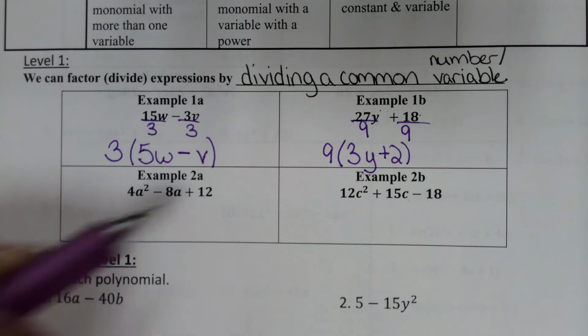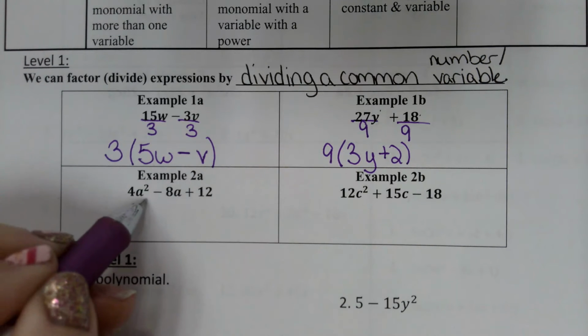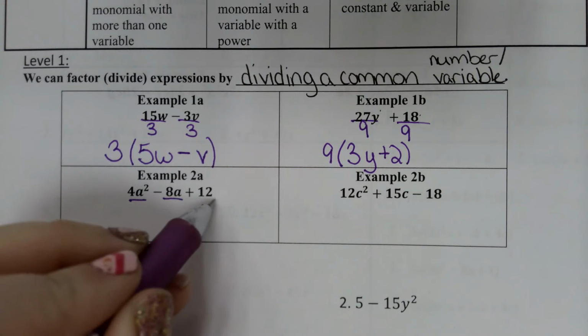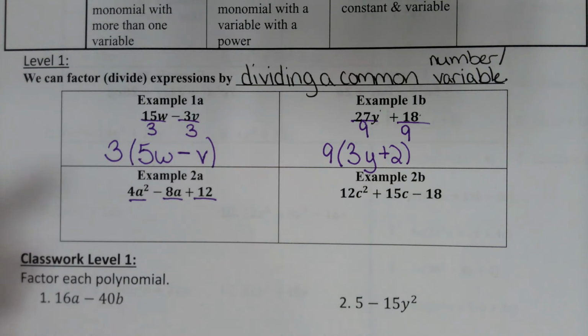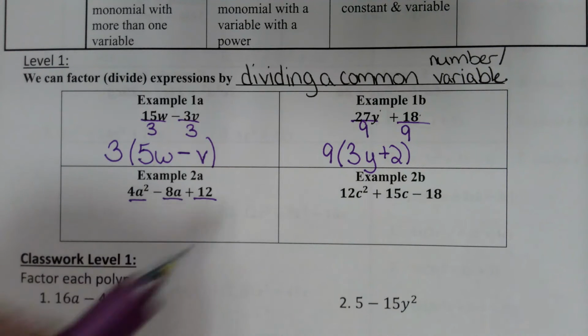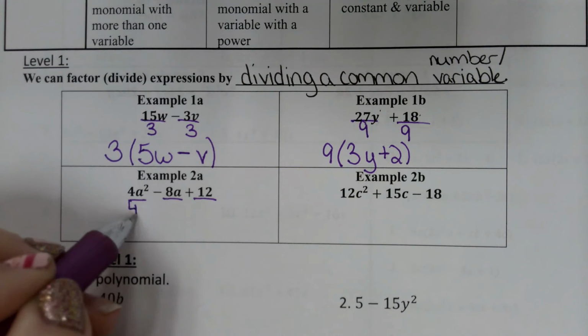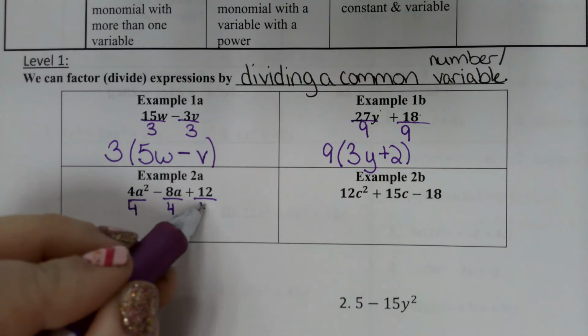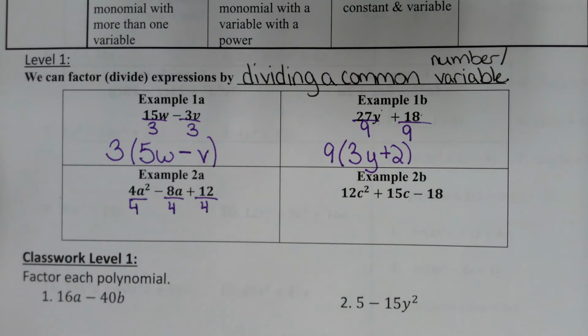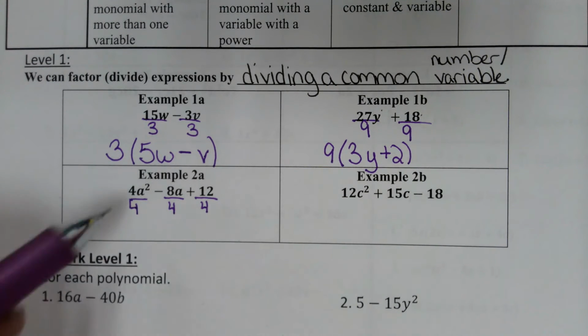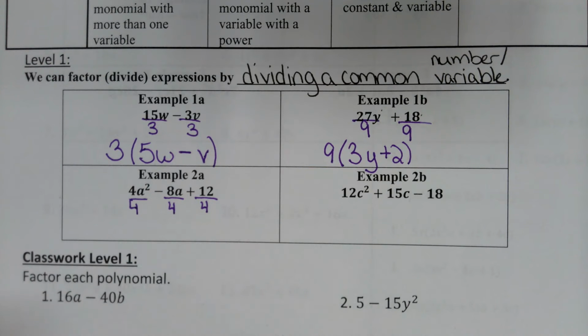What about when there's 3 terms? The process is the same. The difference is that you are looking now at 3 different numbers and asking yourself what number goes into all 3 of those numbers. So 4, 8, and 12 can all be divided by 4. Now remember, we're always looking for the largest one. 2 also works in those 3 numbers, but it's not the largest one.